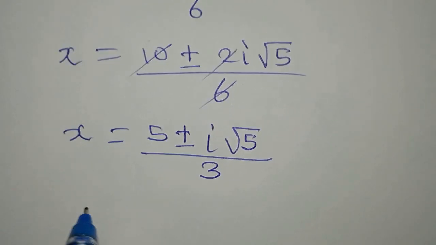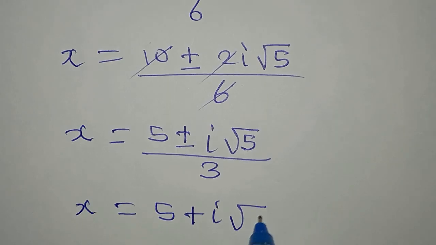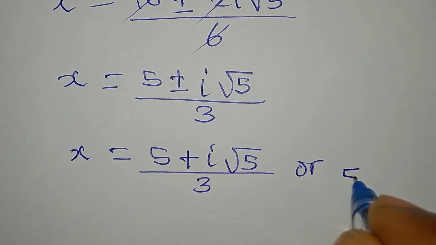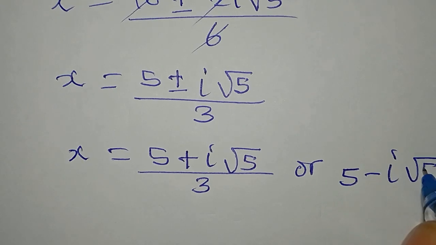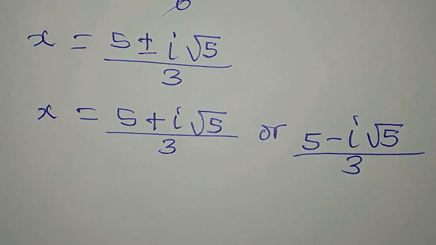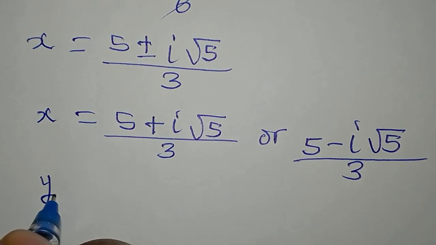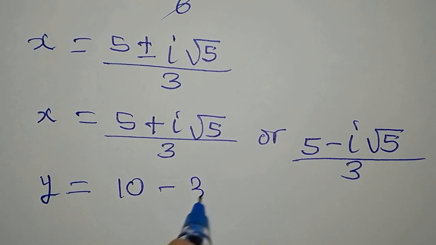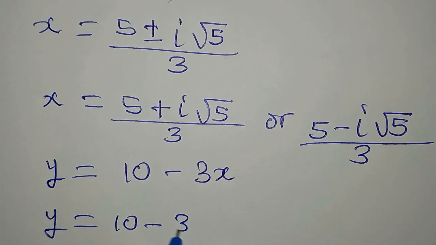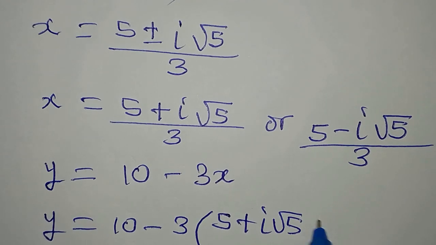Now this is a 2-in-1 solution because our x is supposed to be 5 plus i root 5 over 3, or 5 minus i root 5 over 3. So these are the two values of x. But then we should have our corresponding values of y from equation 3, which is y equals 10 minus 3x. I put this first value so that y will now be 10 minus 3, open bracket, we have 5 plus i root 5, and this is over 3.